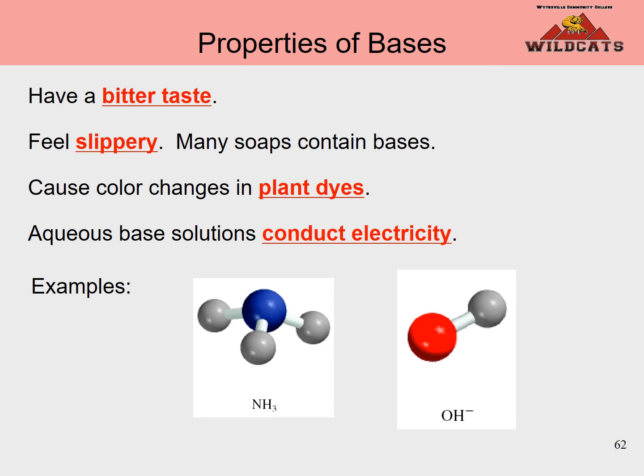Bases have a bitter taste. Okay, they feel slippery. Again, they cause color changes in plant dyes. They'll turn litmus blue. And aqueous base solutions will also conduct electricity. Classic example is NH3, ammonia. And anything that has an OH in it is considered basic.